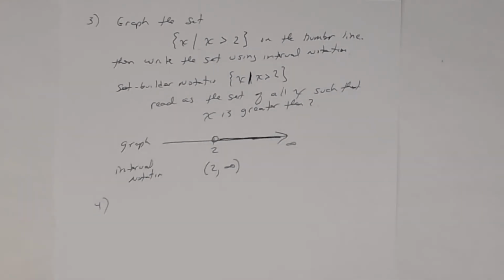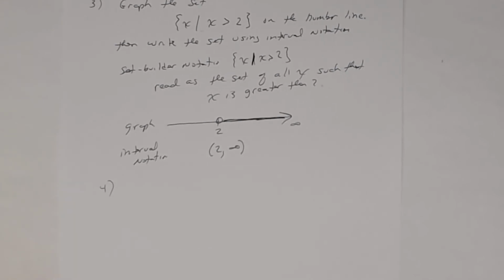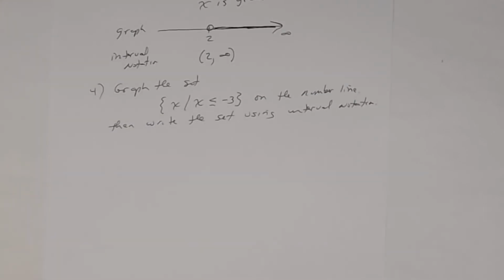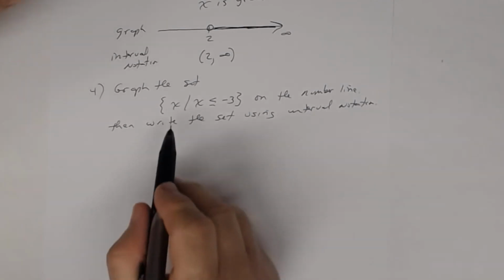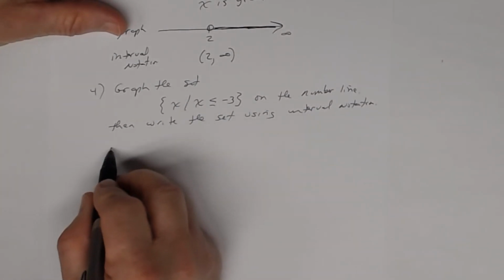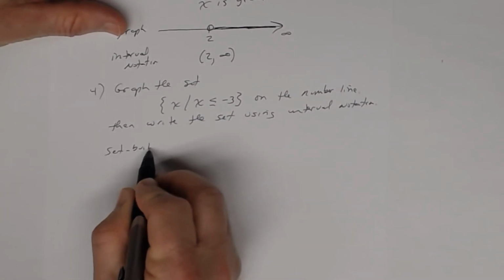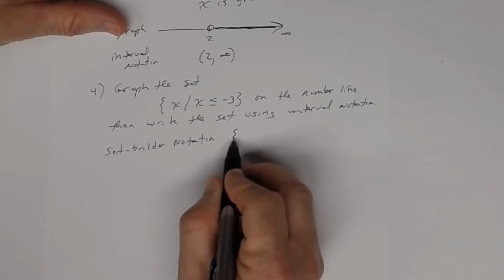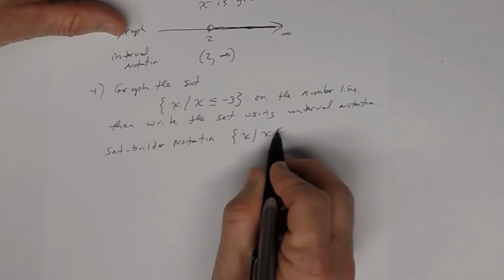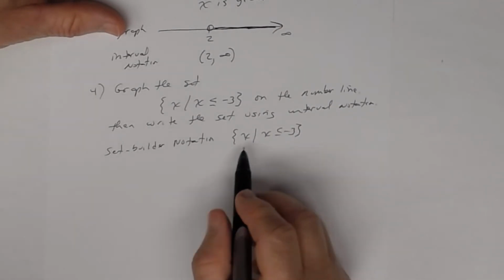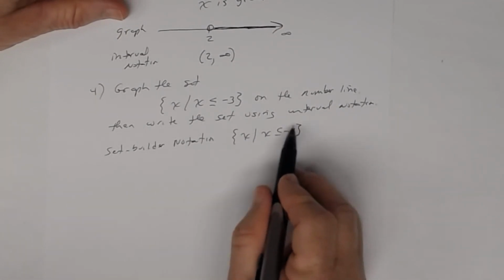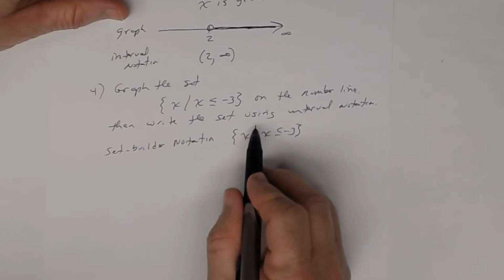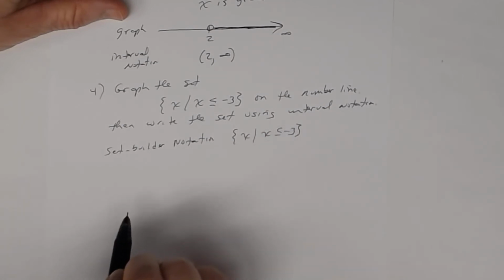Let's go to number 4. So suppose number 4 you had this. This is your set builder notation, and that's this right here. All right, now remember how you read this. This is read as the set of all x such that x is less than or equal to -3.